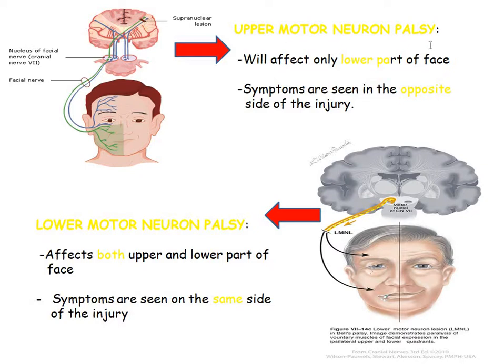So upper motor neuron palsy will affect only the lower part of the face, that of the contralateral side. Symptoms are seen on the opposite side of the injury. Lower motor neuron palsy affects both the upper and lower part of the face, and symptoms are seen on the same side of the injury.